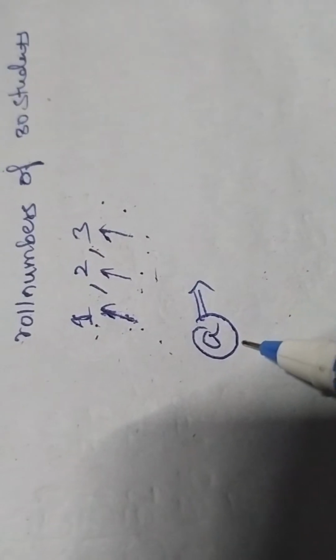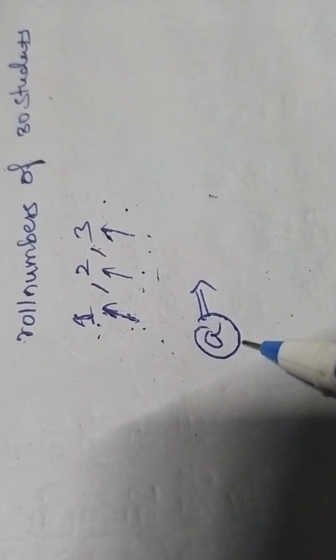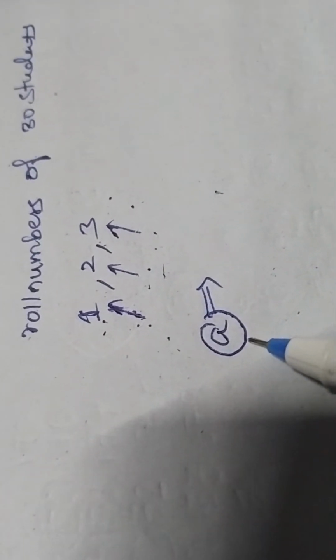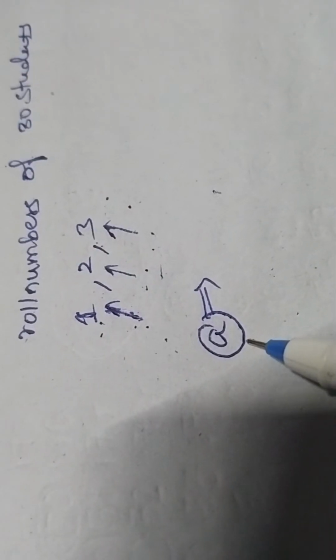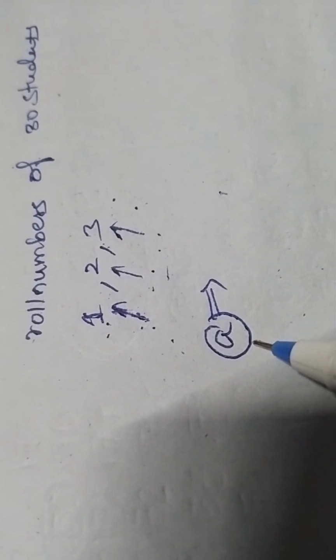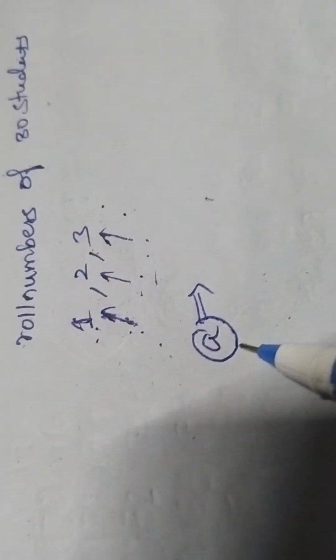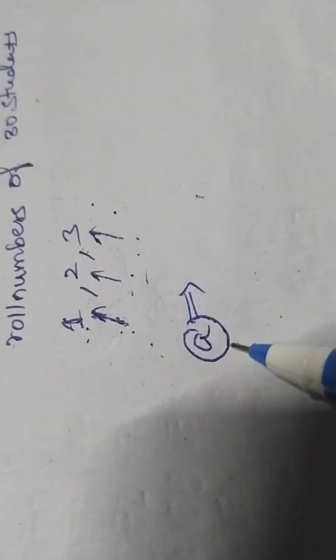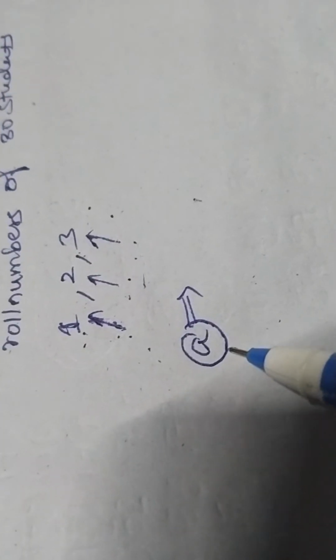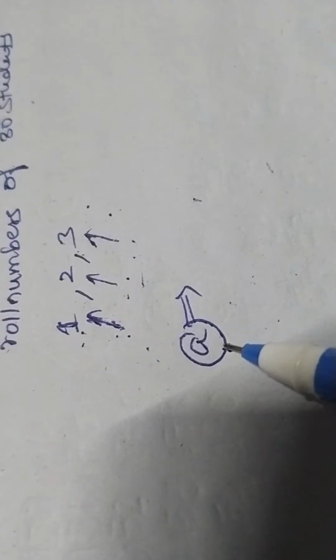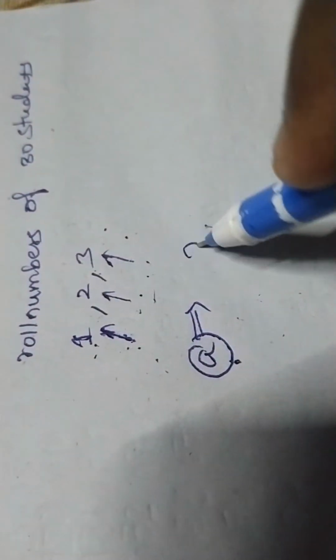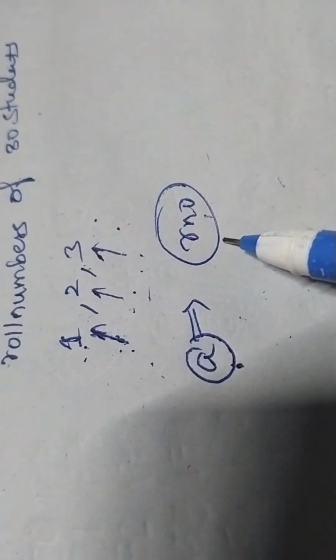So storing multiple values of the same data type in a single variable is called an array. For example, I want to store 30 student roll numbers. What is the type of those roll numbers? All roll numbers will be of the same data type, and those 30 student values I am storing in a single variable. For example, the variable name is rollnumber. So 30 student roll numbers I am storing in this single variable.